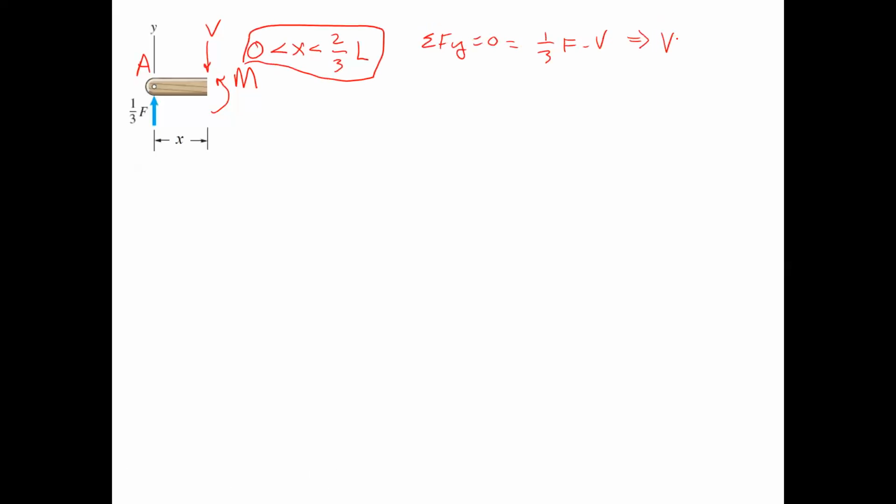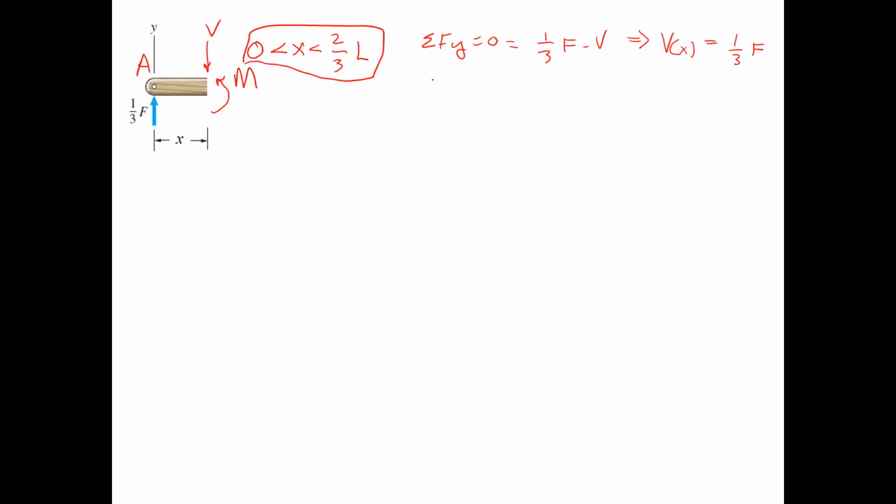Therefore, V, which is now a function of x. This doesn't mean V times x, it means V is a function of x now, right? It is going to equal 1/3 F. It's constant, in other words. It doesn't change. It's a function of x, but it's constant. It's going to change in a second when we get that other force in play.